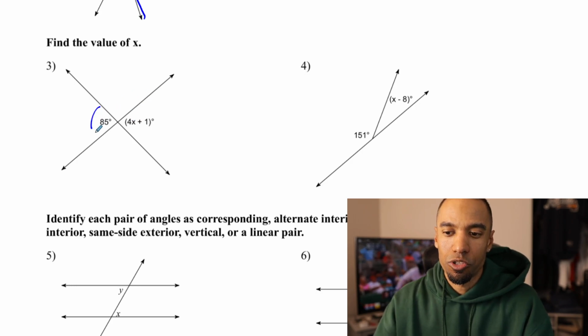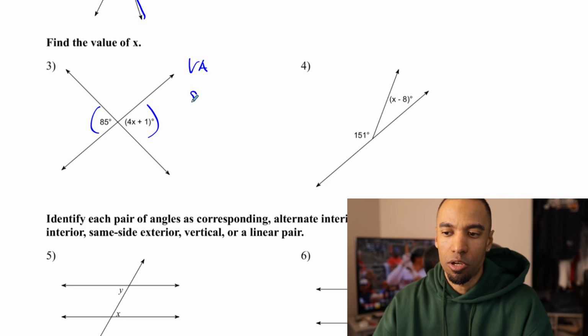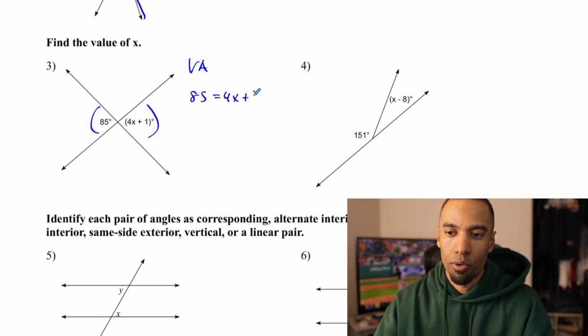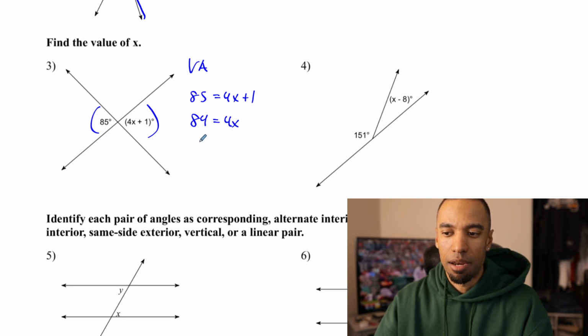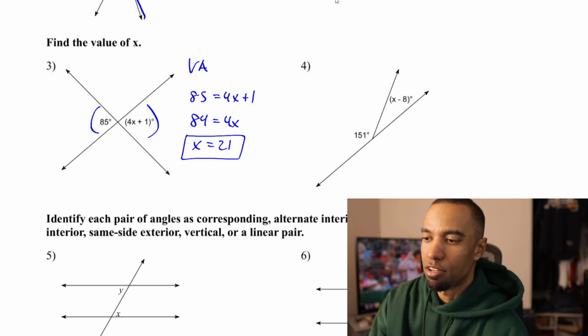I got vertical angles right here. They are congruent, vertical angles. I'm going to set them equal to each other, and I'm going to solve for x. Subtract 1. Divide by 4. I get x equals 21. I don't have to put degrees within that actual whole measure in and of itself.